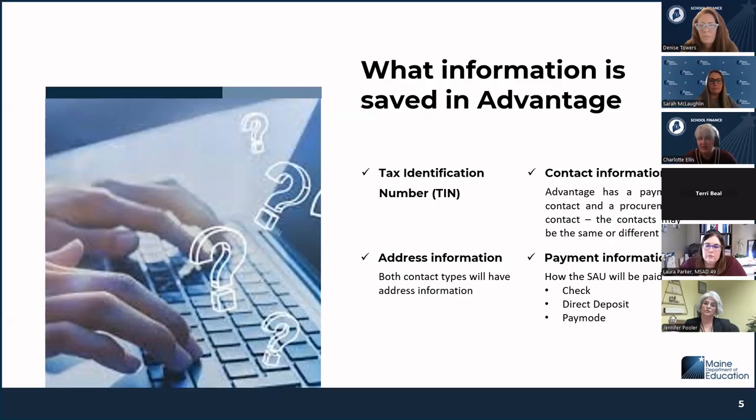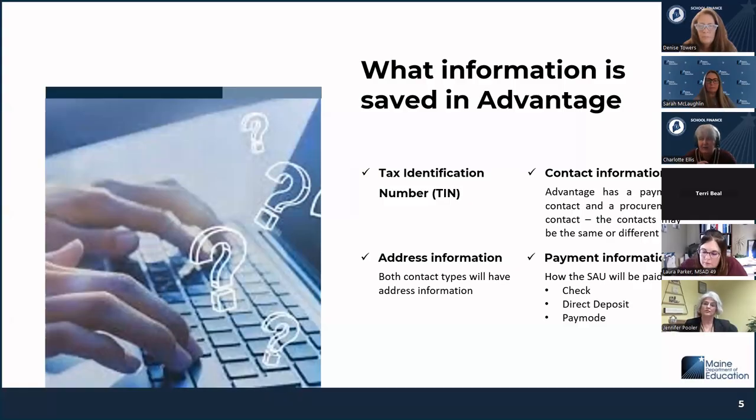We have contact information. So Advantage actually has two contacts. They haven't been able to tell me what the difference is for them. One is a procurement contact and one is a payment contact. Procurement doesn't really make sense in the context of a school organization. And like I said, I asked them what the difference was and I got a very vague answer. So most of you have the same one. Some of you have two different ones. It doesn't really matter as long as the address and the contact information is available and they're accurate and up to date. We do have address information for both contacts. They do not need to be the same, but they can be the same.